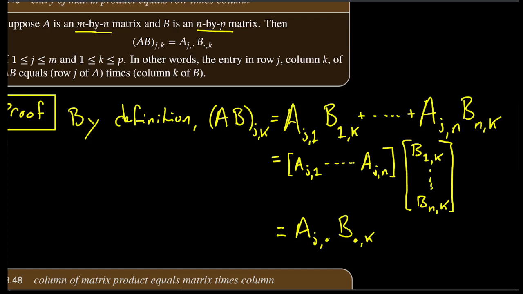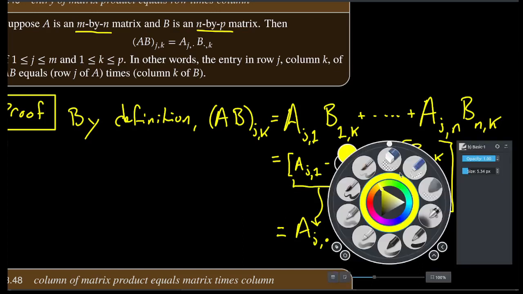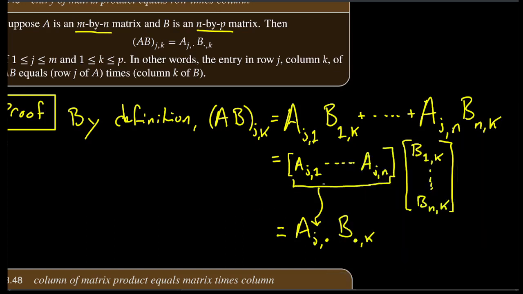See why I'm using the dot notation? Everything in this row of A here has the same j, and the dot is what's varying. So let me make that in a different color to make it super clear. See, the dot part varies while the j stays fixed. Similarly, over here, the dot part varies while the k stays fixed.